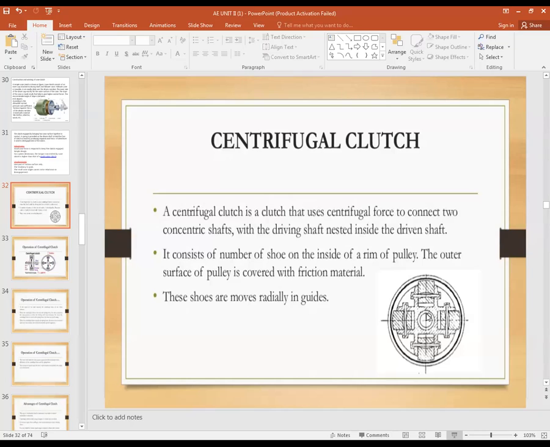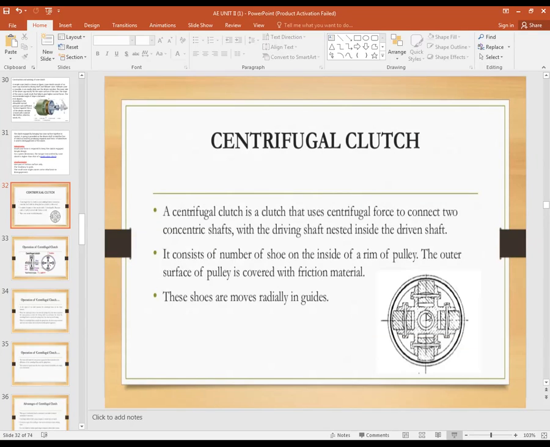So, as we know, in previous classes we studied single plate clutch, multi plate clutch, cone clutch, and centrifugal clutch. These are the four important classifications of the clutch. Four different kinds of clutches in automobile engineering, in the automobile sector. With that, by studying four kinds of clutches, we have finished the clutch concept.